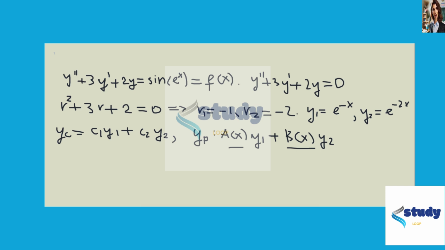So the formula which I will write down here: a of x is simply equal to negative antiderivative of y2 times f of x dx, divided by what we call the Wronskian of our two functions that we've already found.